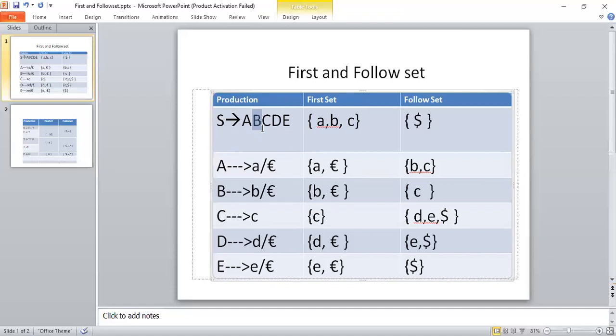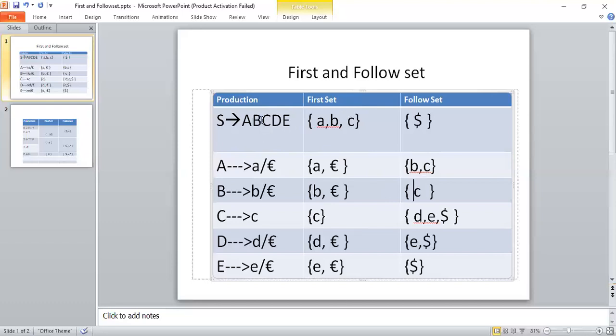Then follow of A is equal to first of C D E. What is the first set of C? c. Write that c in the follow set. Now it is over. Then I'm calculating follow of B. Follow of B is what? First of C D E. So directly come to the first set of C. What is the first set of C? c. Write c in the follow set of B.